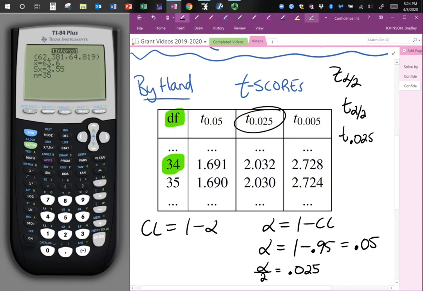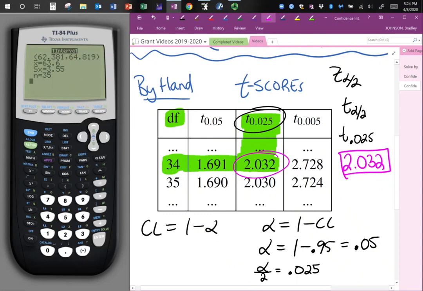That tells me I need to be looking at this column, and I need to match. So what intersects there is a value. The t-score that we will be using is 2.032. So this is our t-score. It follows the same pattern that you did with z-scores. Okay. So we have our t-score.